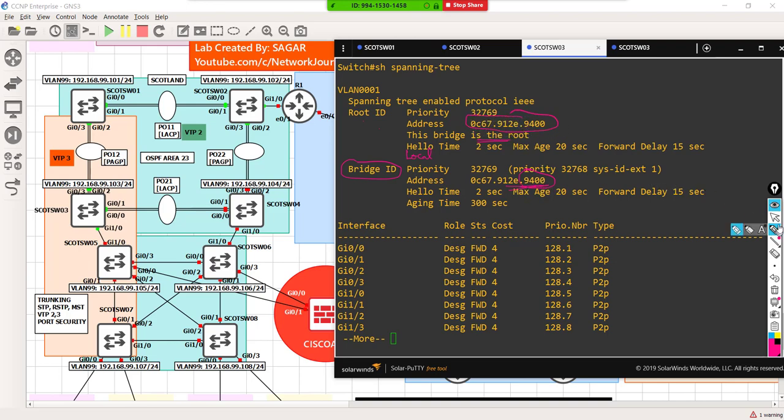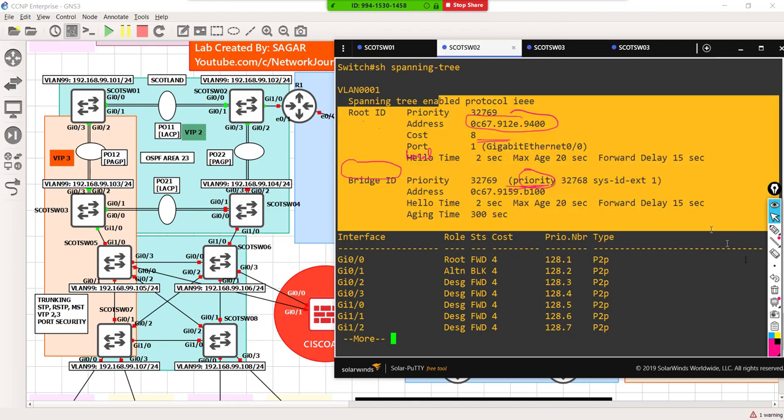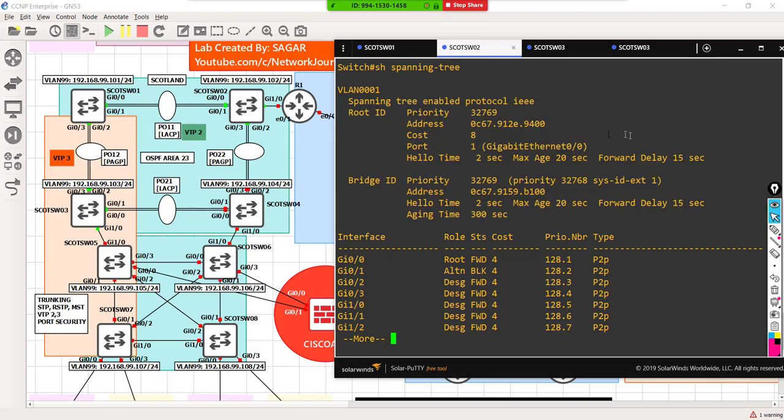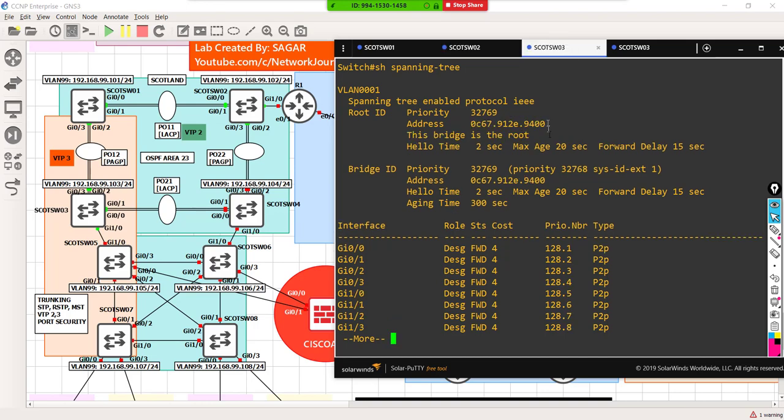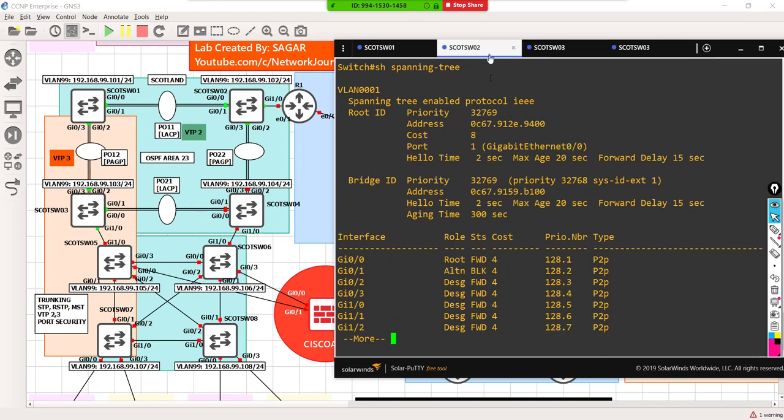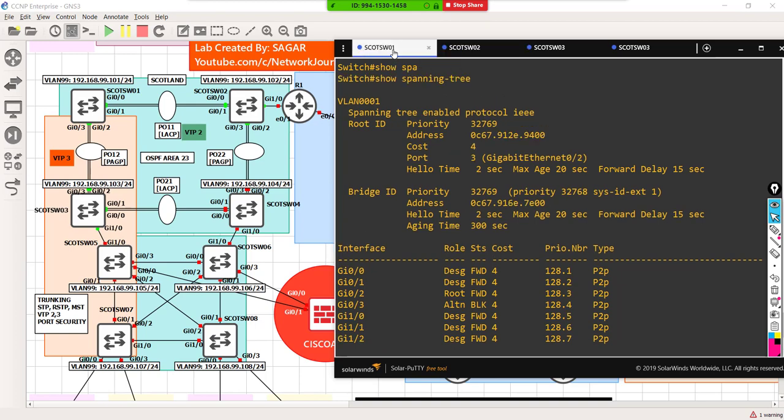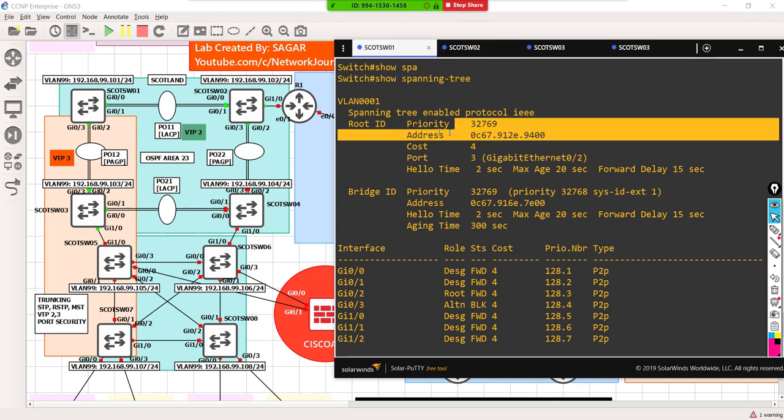Now if I talk about the other two switches, do we see the same MAC address over here? Do we see the MAC address of the third switch also on switch number 2? Also this MAC address will be on switch number 1. So what does it prove? When we are in a STP landscape, the root bridge detail will be stored on all other switches also, especially under root ID. Root ID is nothing but detail about the root bridge.